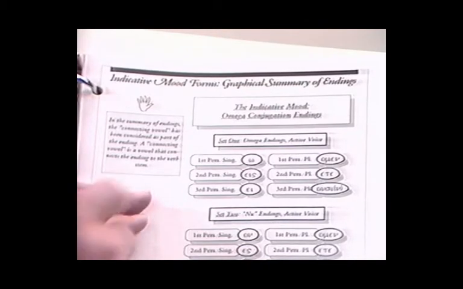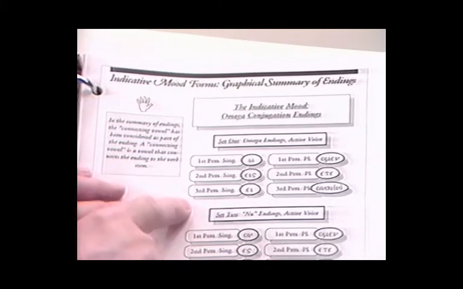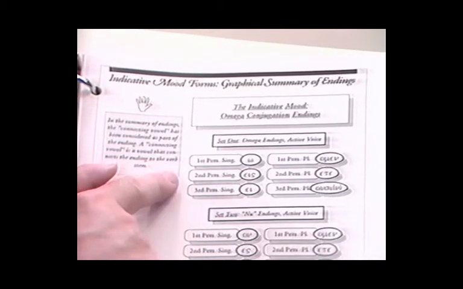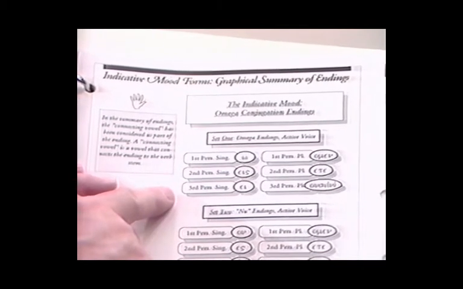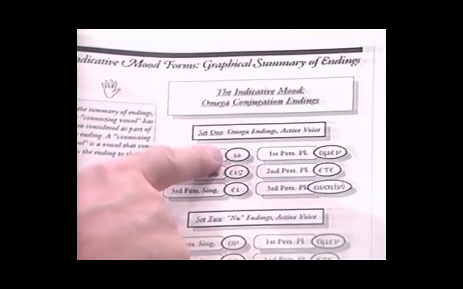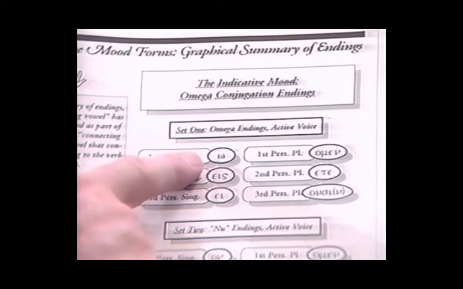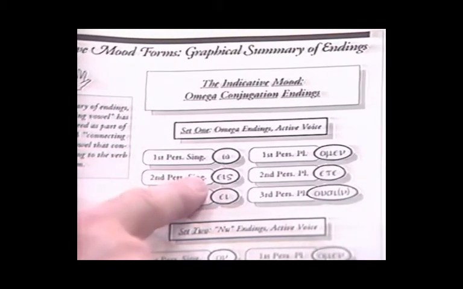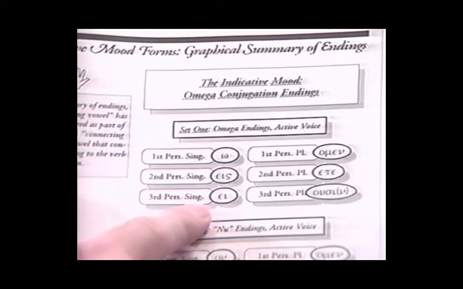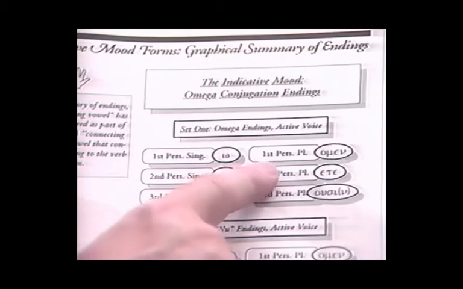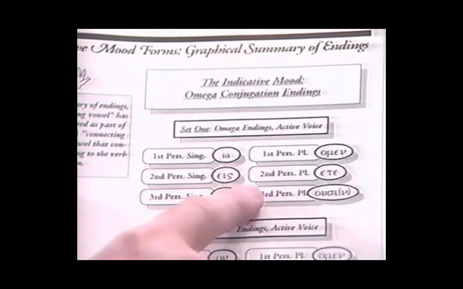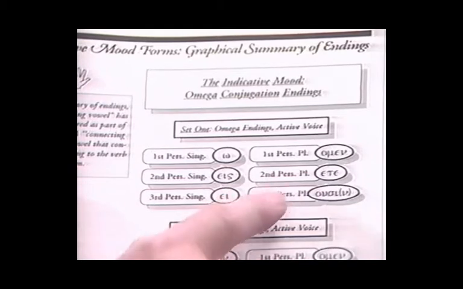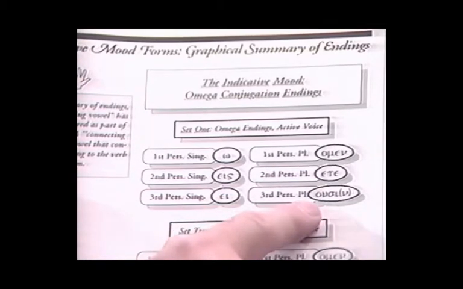Here is set 1. First person singular, second singular, third singular, and here are the endings. The first singular ending is omega, the second singular ais, third singular ei. The first plural, omen. The second plural, ete. The third plural, ousin.